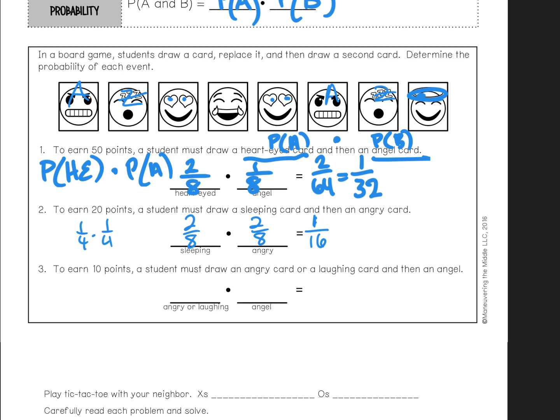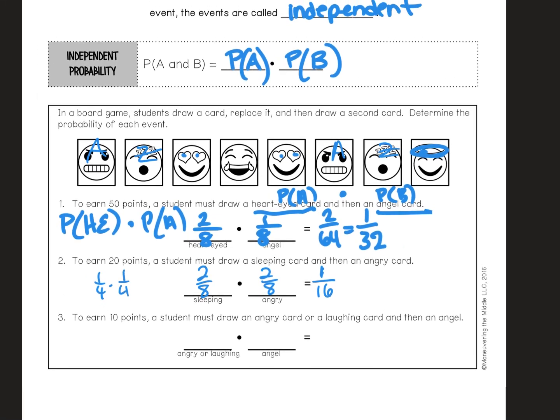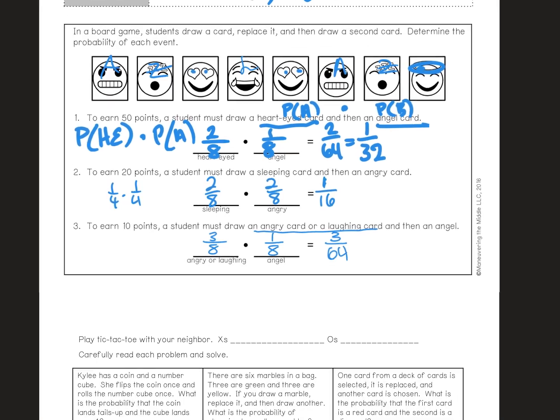The next one's a little different because it says a student must draw an angry card or a laughing card and then an angel card. Well, there's one angel card. There are 2 angry and 1 laughing. Here's our laughing card. So that's 3 out of 8. In other words, the probability is 3 64ths.